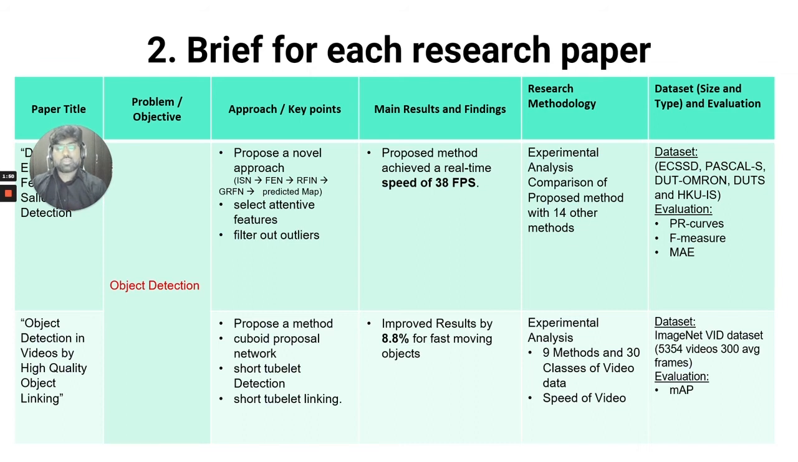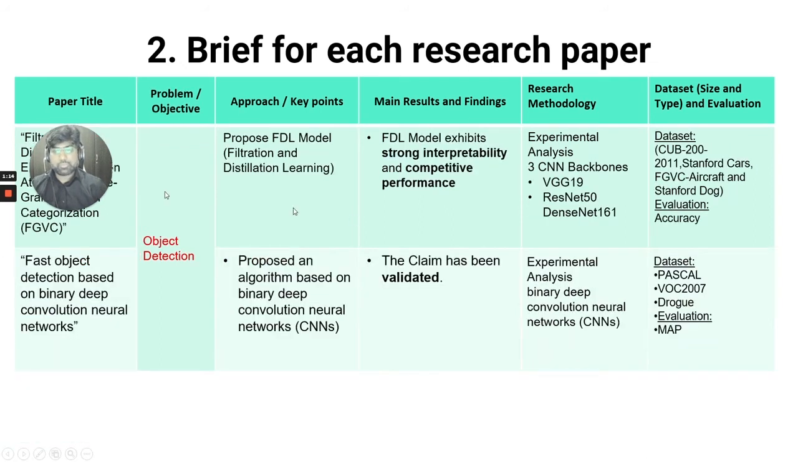The researchers conducted experimental analysis comparing 9 object detection methods with 30 classes of videos, and the speed of the video was also one of the variables, which was either normal, fast, or slow. The evaluation metric of mean average precision was used, and the results revealed that the method showed improved results by 8.8% for fast moving objects. Now moving on to the next slide.